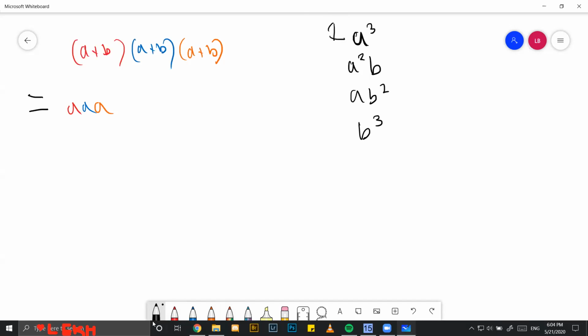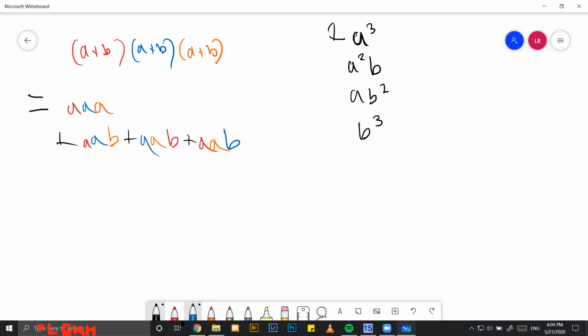So there's one way you can have a cubed. The other thing is, how many ways can you make a squared b? So how many ways can you choose two a's and one b? You could do it like this: with a red and a blue a, and then an orange b. And you could do it with a blue and orange a, and then a red b. Or you could even have a red and an orange a, and then a blue b.